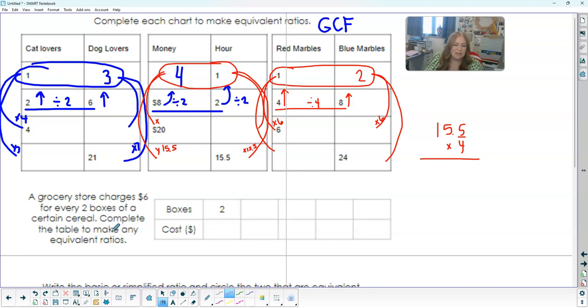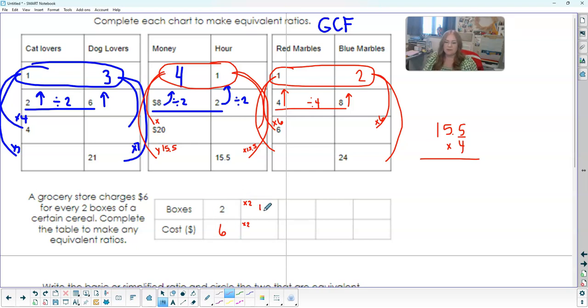Complete the table to make any equivalent ratios. So when they buy 2 boxes, it costs $6. We get to decide what's going here, but whatever we do to the 2, we have to do to the 6. So if I times them both by 2, if I double them, I'm going to write what I did.